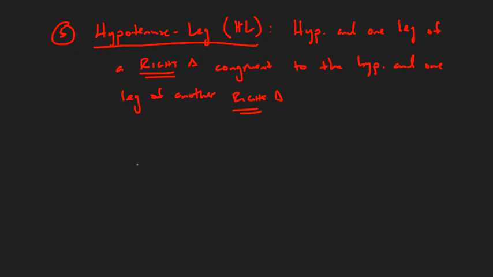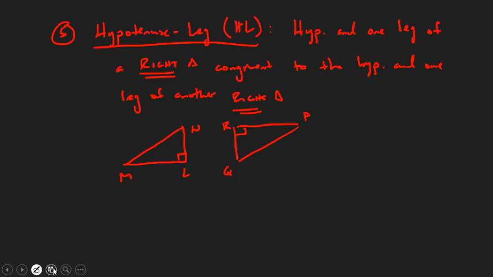So first, let's draw right triangles. Here's this triangle. Let's call it M, L, and N, and let's make L the right angle. Let's draw this right triangle here. This is going to be Q, R, and P, and let R be the right angle right there. So these are right triangles.